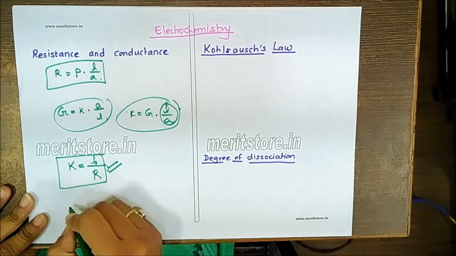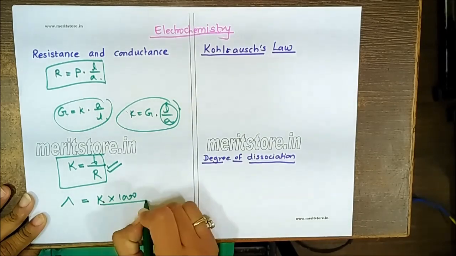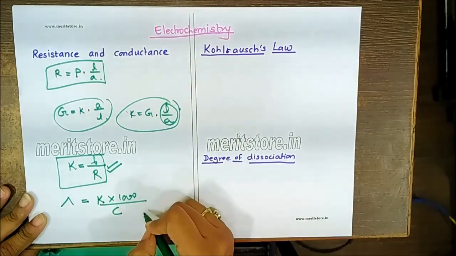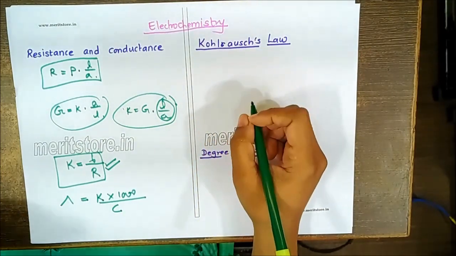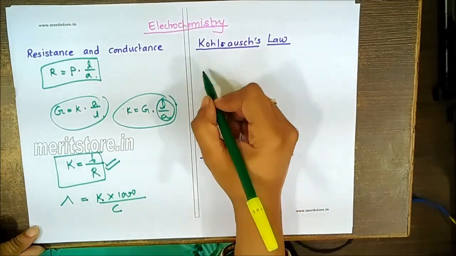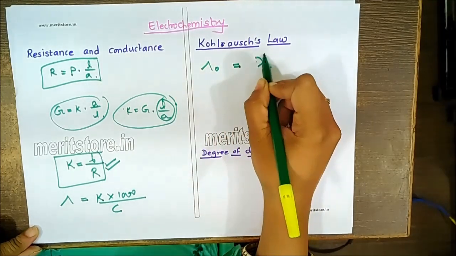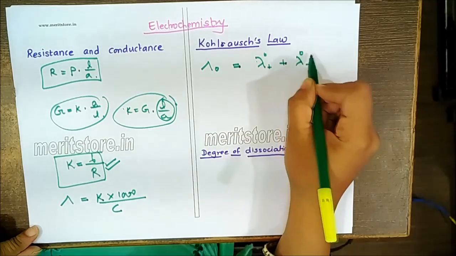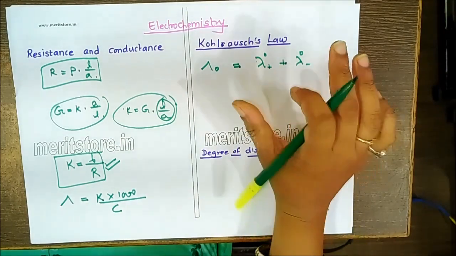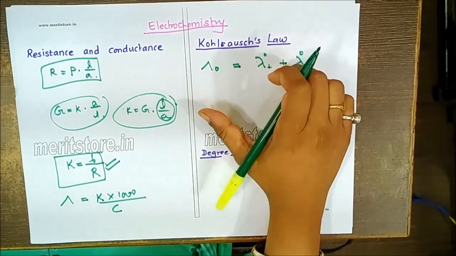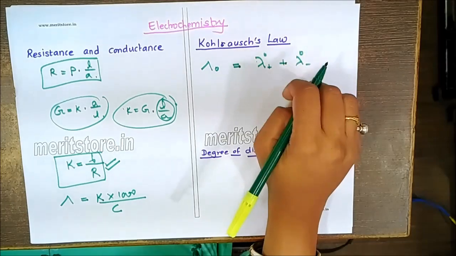Now the molar conductivity is equal to K into 1000 upon concentration, which may be expressed in molarity. Kohlrausch's law: the limiting molar conductivity of an electrolyte is the sum of the limiting ionic conductivities. So molar conductivity at zero concentration equals the contribution given by the cations plus the contribution given by the anions, because each contribution is independent of the other. We use this for calculating the molar conductivities of any electrolyte at zero concentration, especially for weak electrolytes.